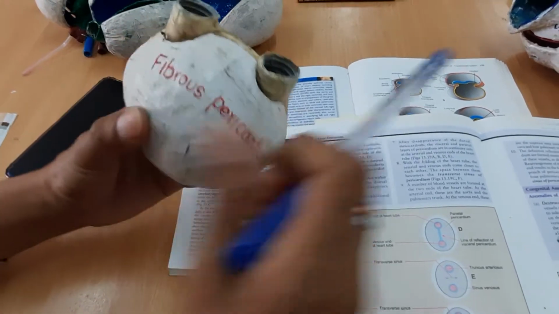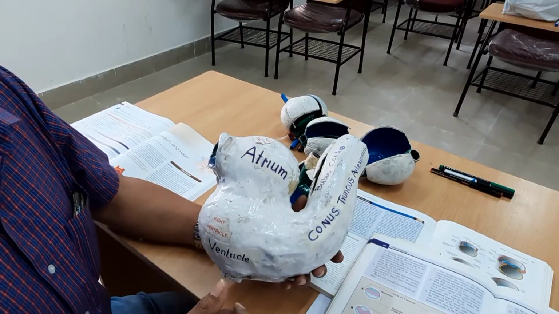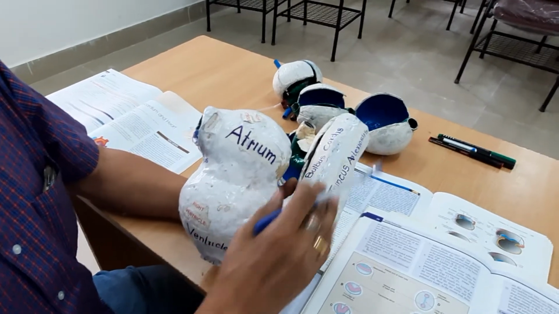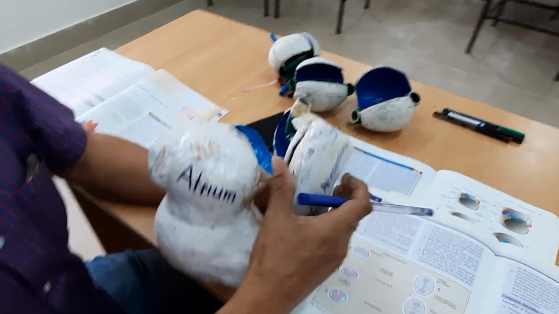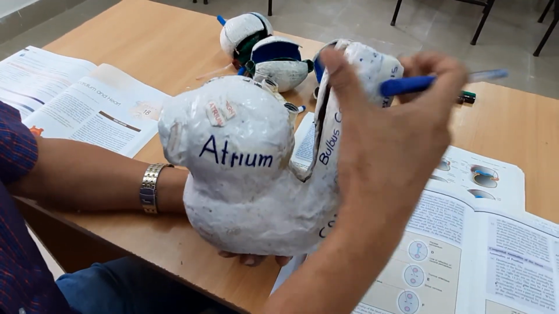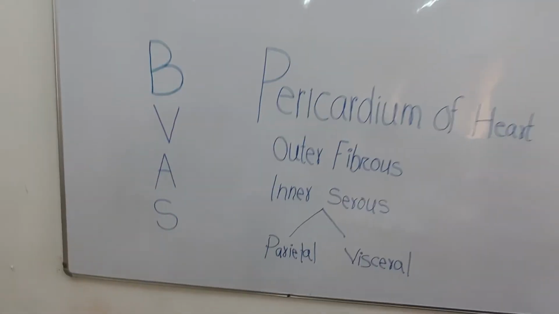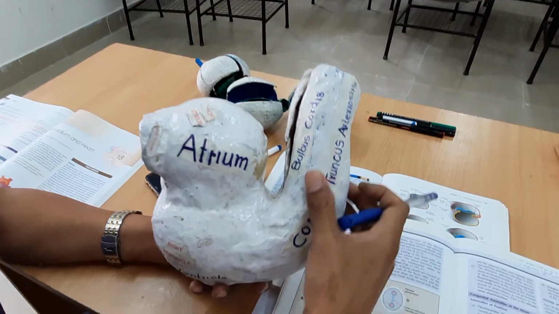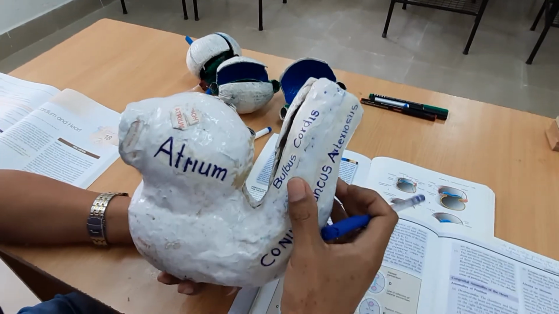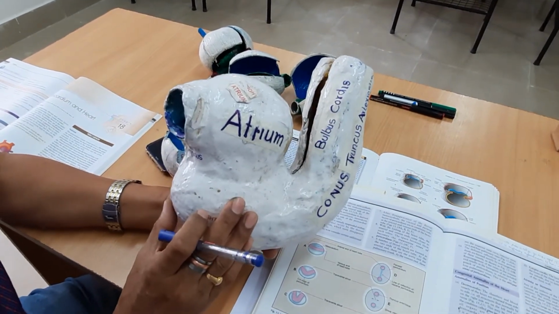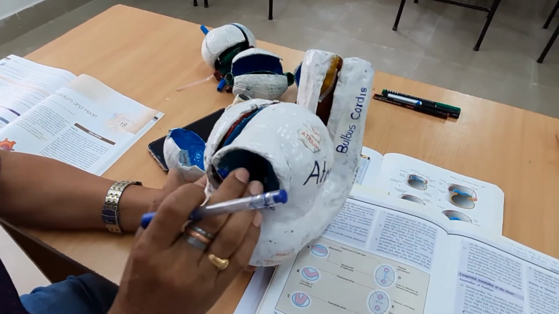Now see, this is the looping. After looping, this is the looping of the heart tube: bulbus cordis, then ventricle, atrium, and sinus venosus.